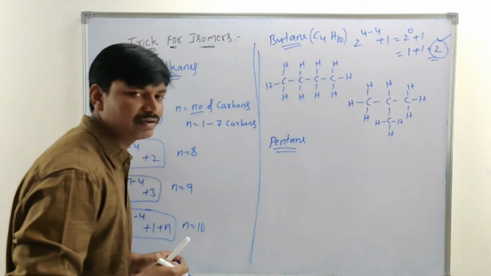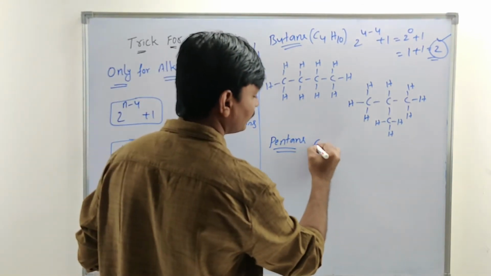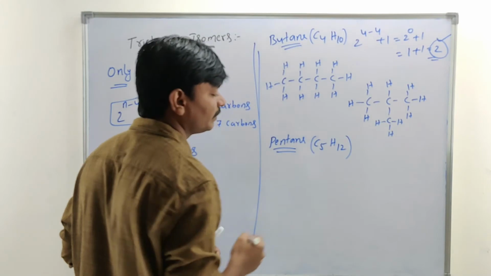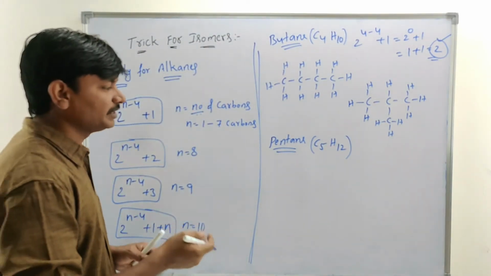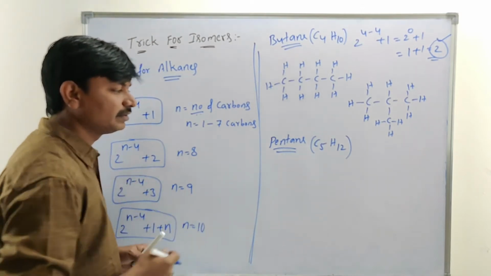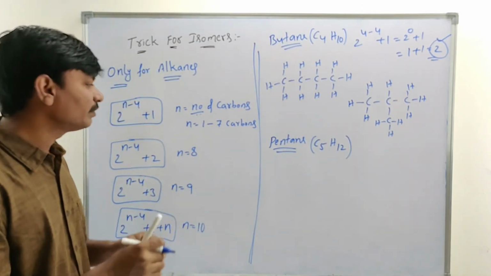Pentane having 5 carbon atoms. That's why its general formula will be C5H12. In C5H12, how many isomers are there? Here n equals 5, that is pentane having 5 carbon atoms.